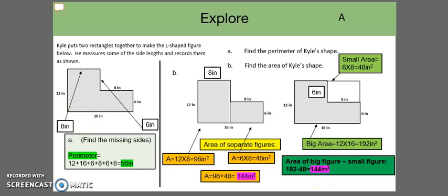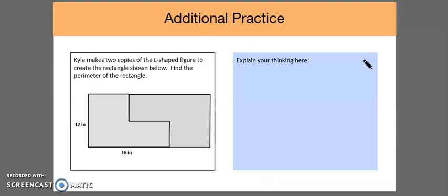We're going to go over one more question. Okay, so Kyle makes 2 copies of the L-shaped figure to create the rectangle shown below. Find the perimeter of the rectangle. So pause the video, think about the other information that was on the previous slide so that we could figure out the missing side lengths and see if you can find the perimeter of the rectangle. Okay, we're going to resume on the next slide.